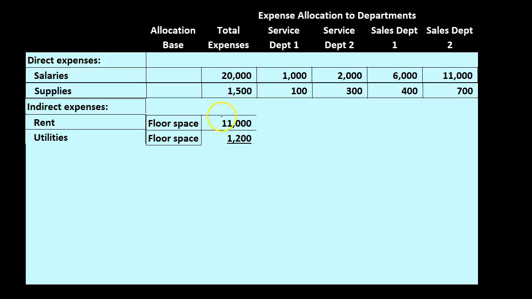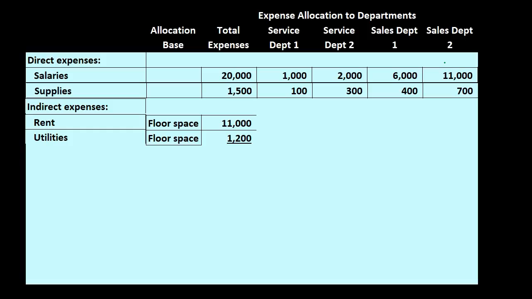We're going to say we know what the totals are. So they're 11,000 and 1,200. That's what we know. What we don't know is how to break them out into these 4 departments. You could say, well, why don't we just take the total that we know, divide it by 4, allocate it out?